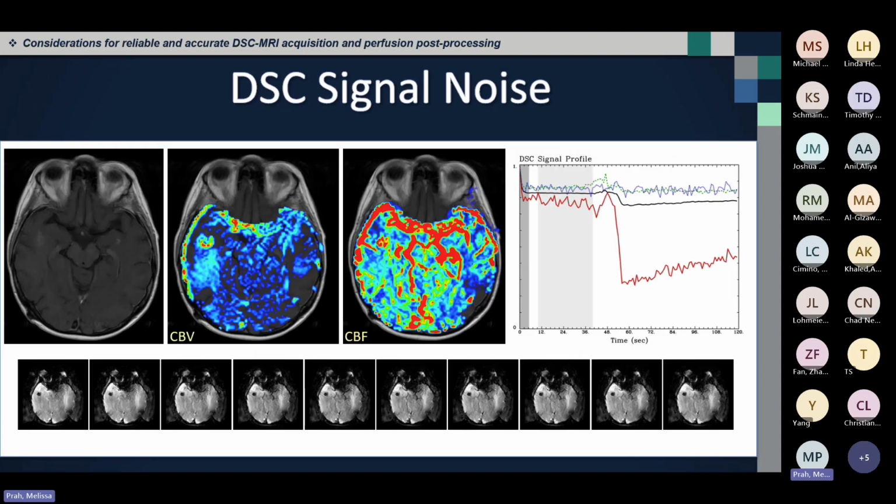For this case, poor quality data resulted because the in-plane phase encode direction was incorrectly set to right-left, which resulted in severe ghosting in the phase encode direction. You can see this here on these DSC images, the ghosting on the sides especially, and this made the DSC signal uninterpretable.